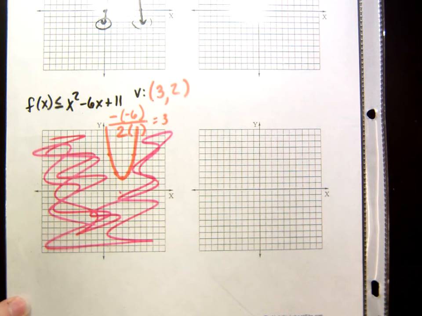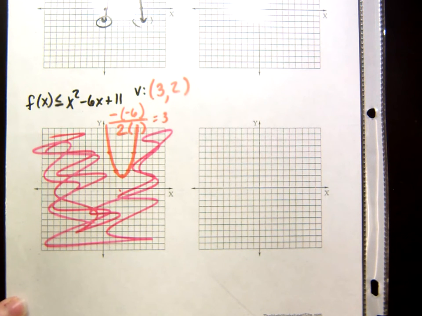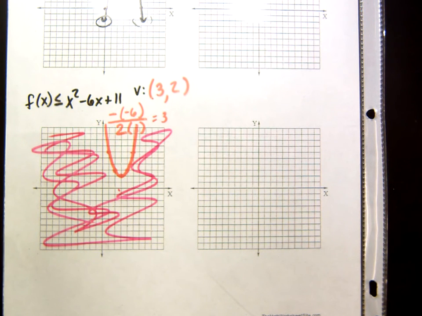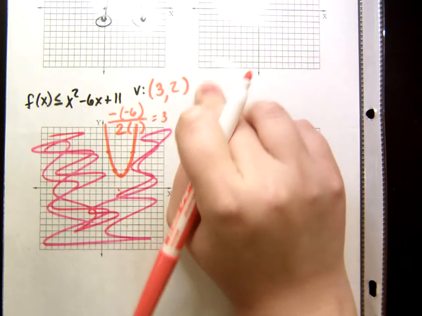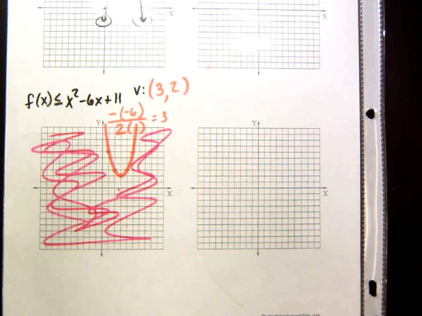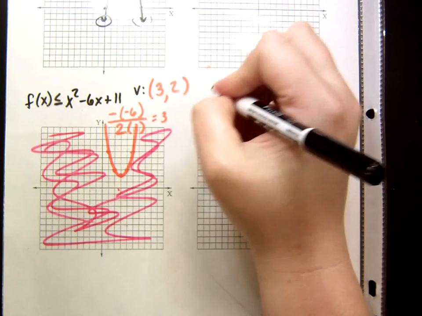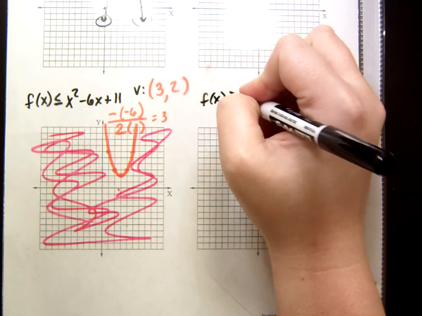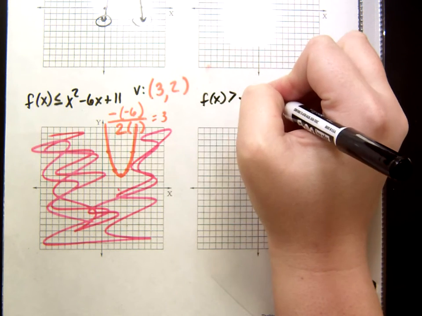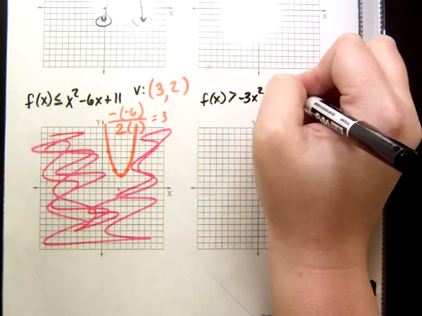Now you might be asking, if our calculator does all the points for us, why even bother using the -b over 2a? Well, sometimes you get something that looks like this. And let me switch up real quick. Let's talk f of x is greater than -3x squared plus 18x minus 22.